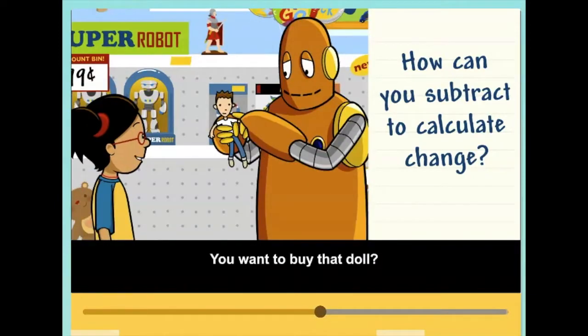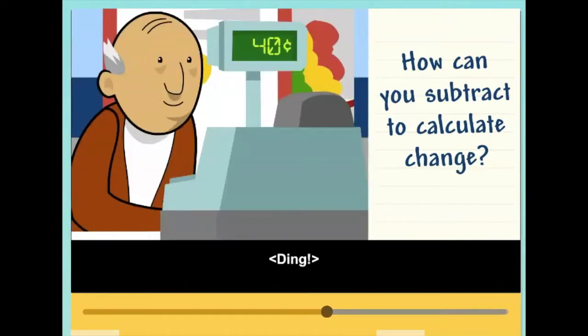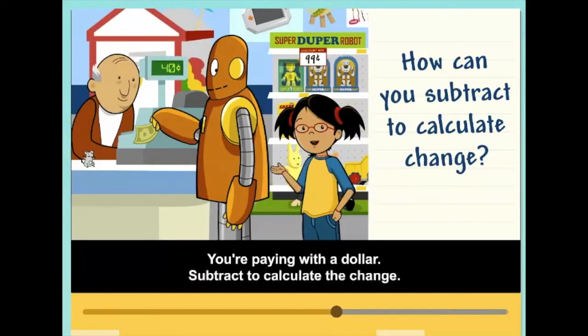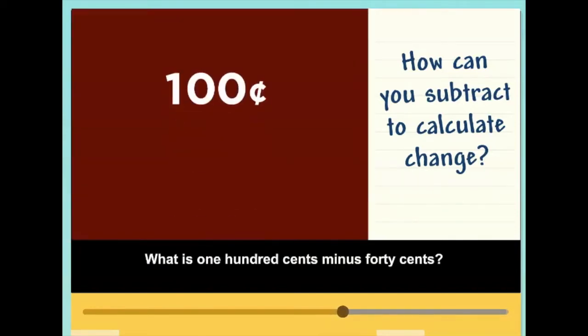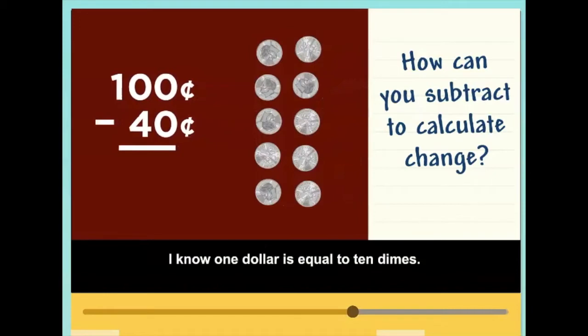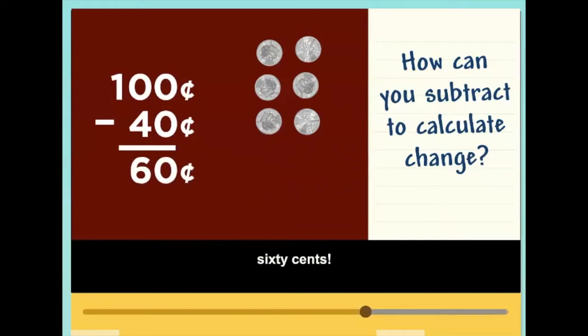You want to buy that doll? How much is it? It costs 40 cents. You're paying with a dollar. Subtract to calculate the change. What is 100 cents minus 40 cents? I know $1 is equal to 10 dimes. So 100 cents minus 40 cents is equal to 60 cents.